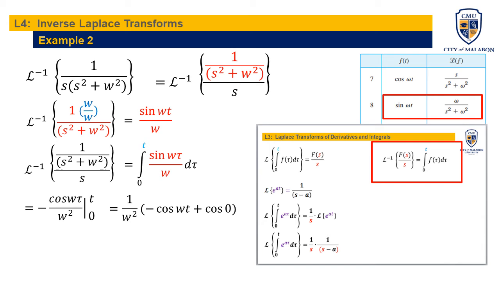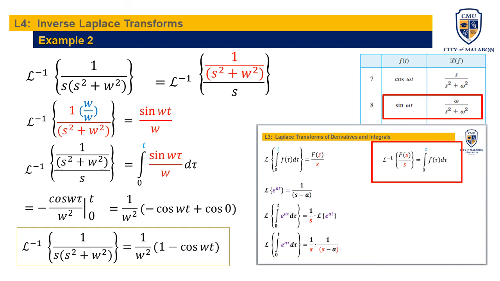So, it will now become equal to 1 over omega squared. Then, pagka t, that's negative cosine omega t. Ito yan. Plus or minus negative cosine omega 0. So, kaya magiging plus itong ating next term dahil minus na negative pa. So, cosine 0 will become equal to 1. Now, ito na yung ating final answer.